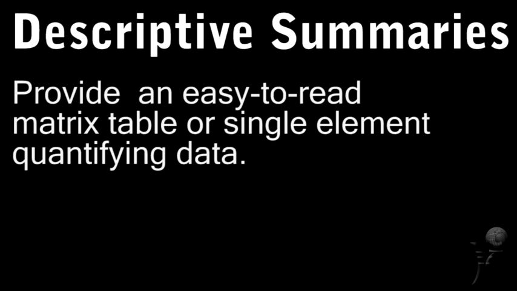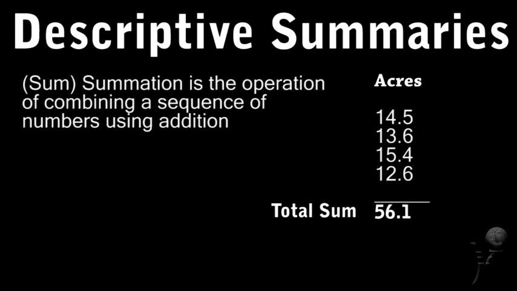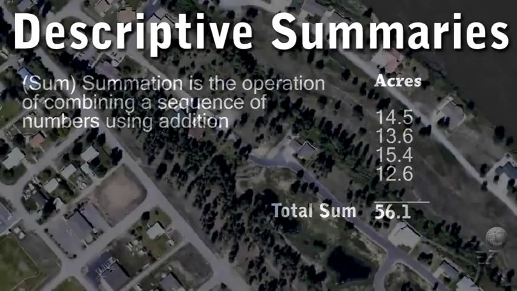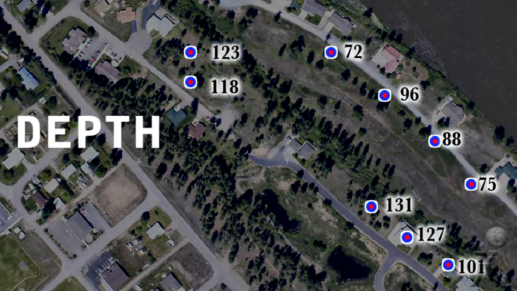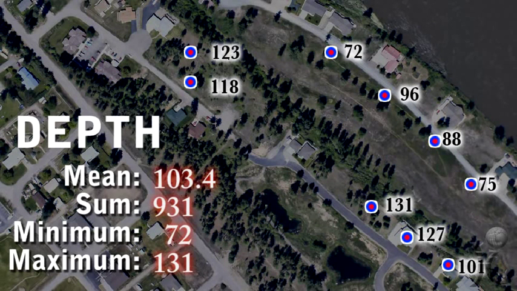Descriptive summaries, another type of spatial analysis, help us capture the essence of a dataset in 1 or 2 numbers, such as the sum or the mean. These numerical or statistical summaries can be used to describe a dataset. In the example of our water well data, we can derive descriptive summaries of the depth or the pH.